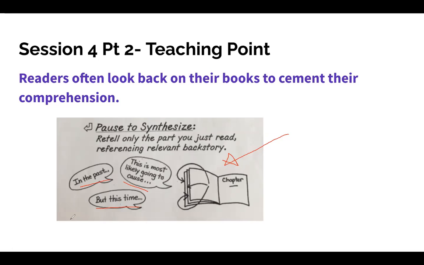So a good example is in the past, Rob was really passive and really shy and didn't really speak up for himself. But this time, and this is from chapter 6, he stands up for Sistine. This is most likely going to cause maybe a relationship between him and Sistine so they can be friends. Or this is most likely going to cause the bullies to be angry. So we're really using what happened in previous chapters and then what happened in this chapter and combining all of the information. So it's a little bit different than retelling.